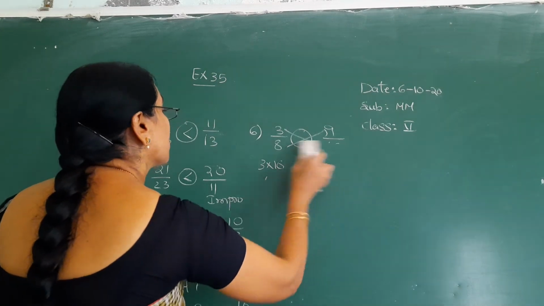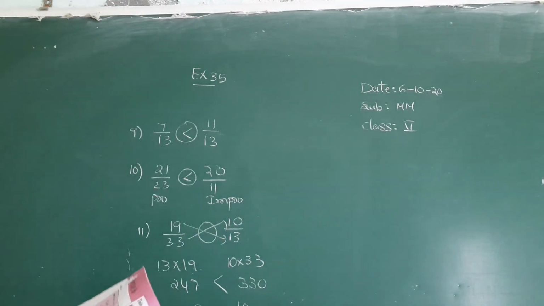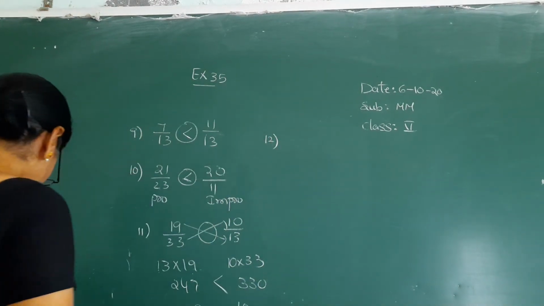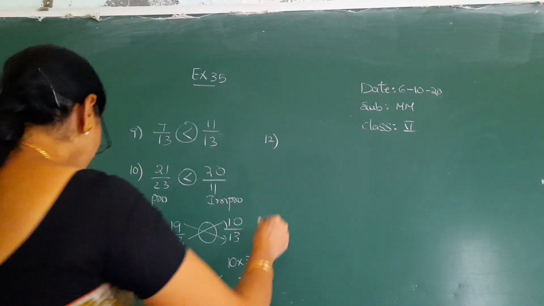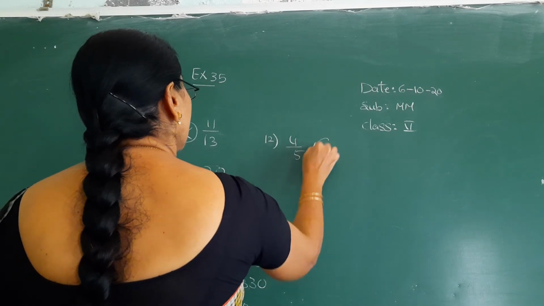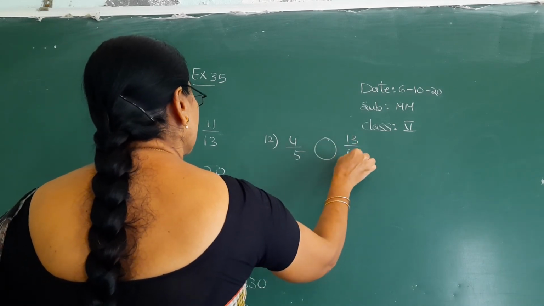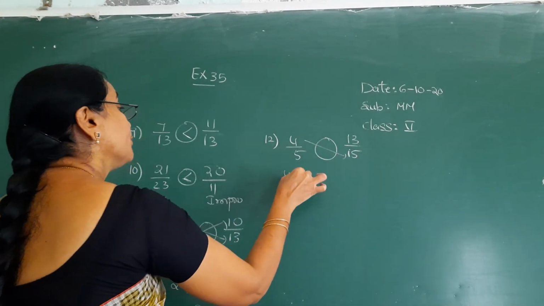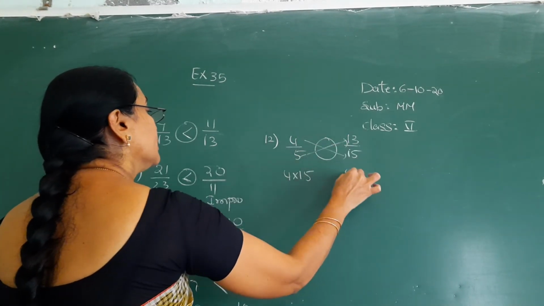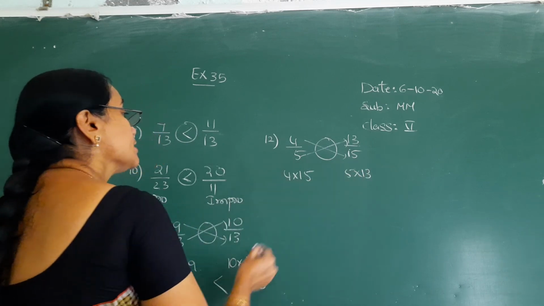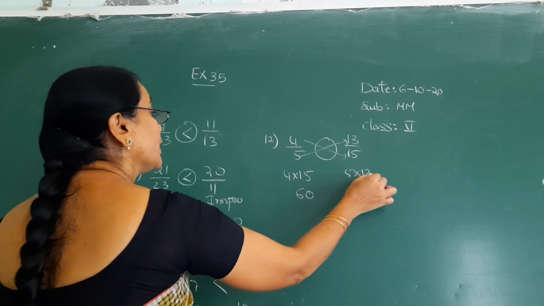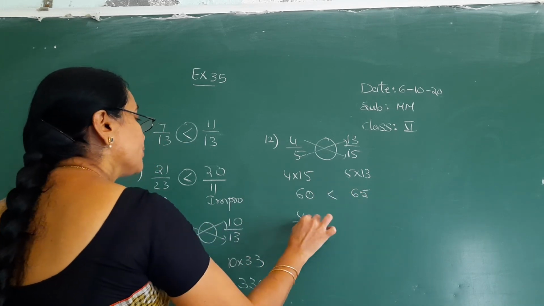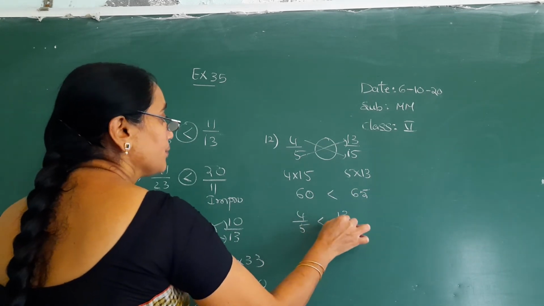See the next problem, the 12th one. 4 by 5, 13 by 15. Okay? 4 into 15, 5 into 13. 4 fifteens, how much? 60. 5 thirteens, how much? 65. So it is greater. 4 by 5 is less than 13 by 15.